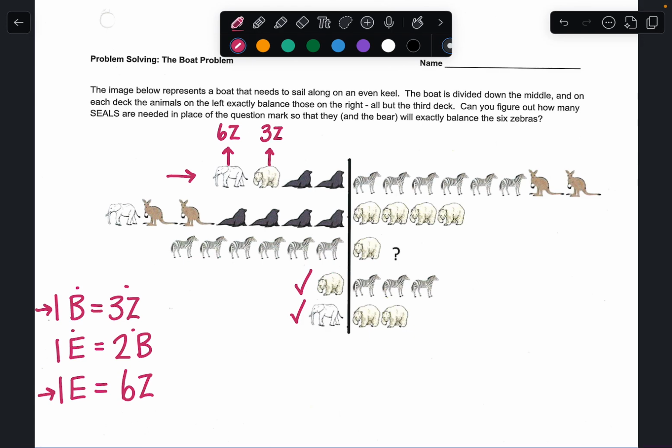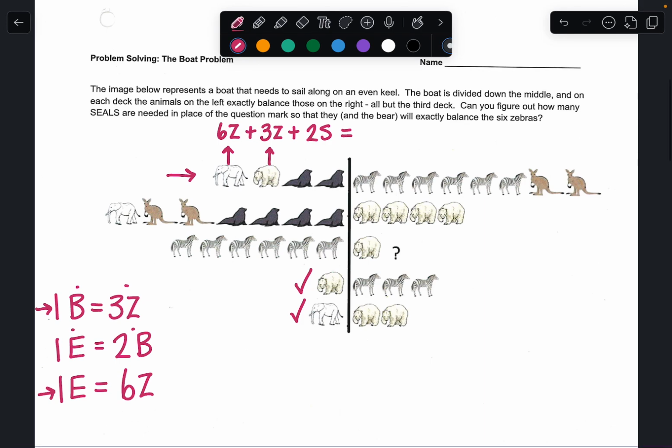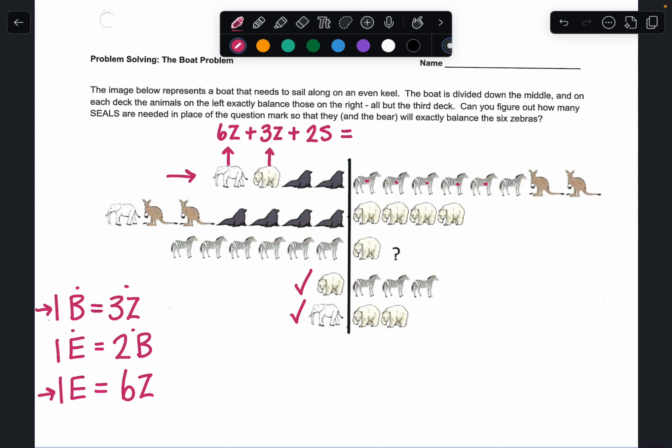And then also on this side, we have 2S for seals. We have 2 seals. If we put a plus sign in between those, that basically means and in math. So 6 zebras and 3 zebras and 2 seals should be the same as 1, 2, 3, 4, 5, 6 zebras on this side, 6 zebras and then 2 kangaroos. We're introducing kangaroos in this one.